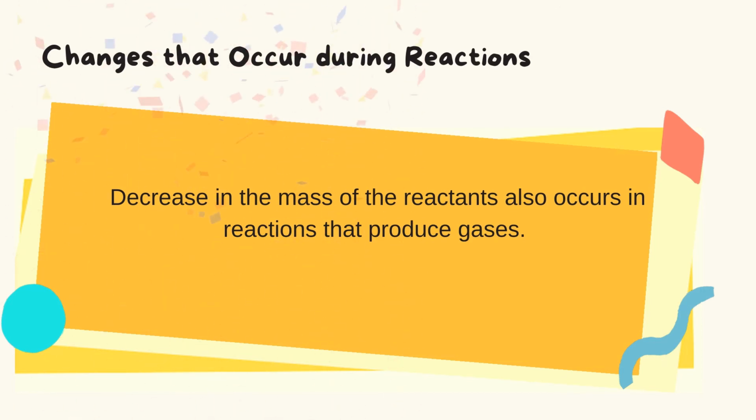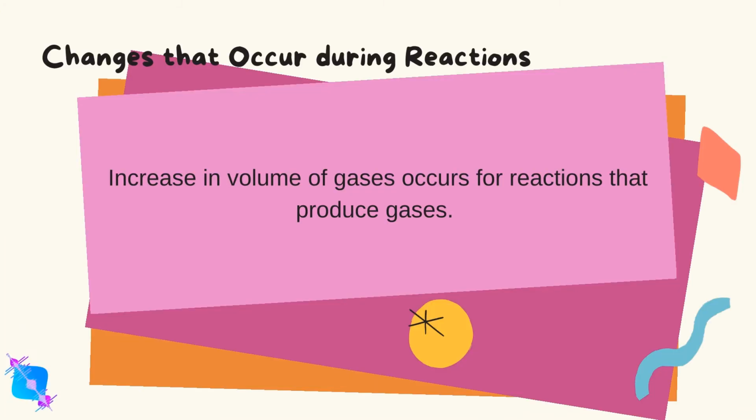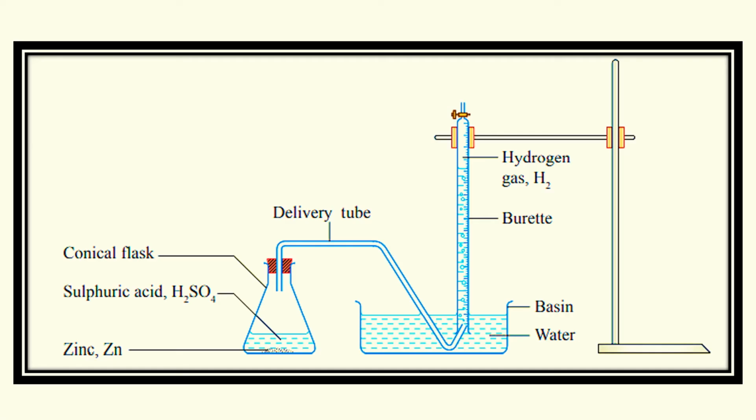Okay, a decrease in mass of reactant also occurs in reactions that produce gases. This is an example of how we measure the change in mass. And we can also observe an increase in the volume of gas for reactions that produce gas. So this is how we collect the gas.